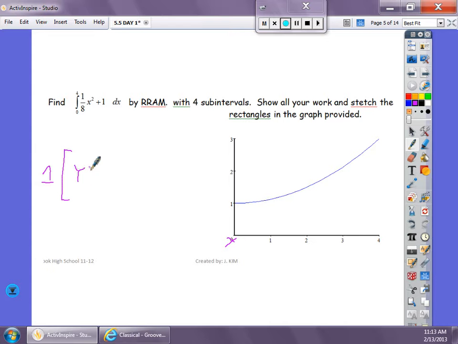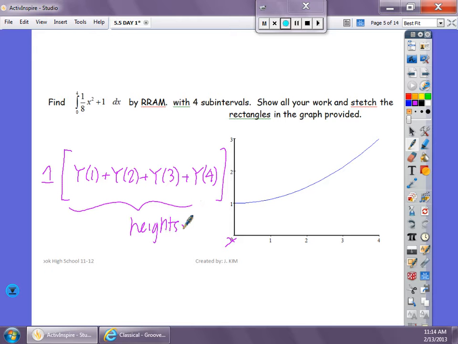So you end up with y of 1 plus y of 2 plus y of 3 plus y of 4. And if you remember the reason why this works, these are the heights of your rectangles. And then if I asked you to draw your RAM, it should look something like this guy. Okay? So any questions on building an L and an R? Okay? The reason why we were able to take the shortcut for all of these, we had a common width for all of them.